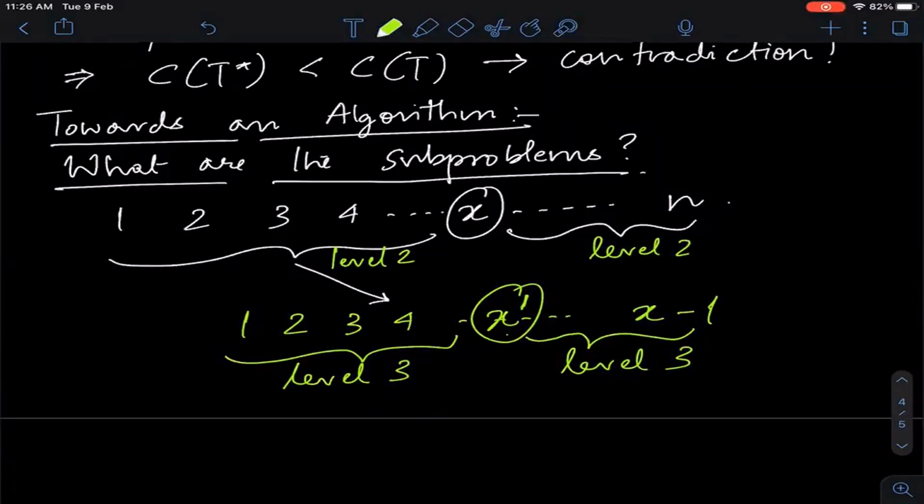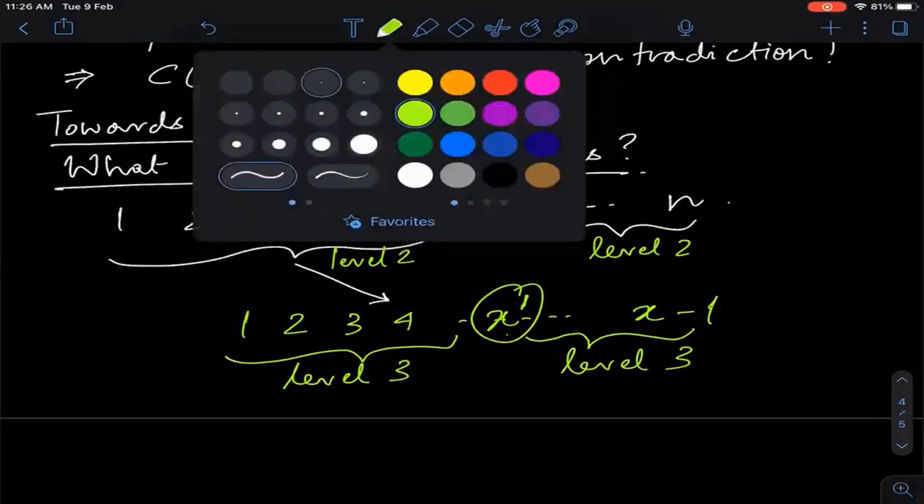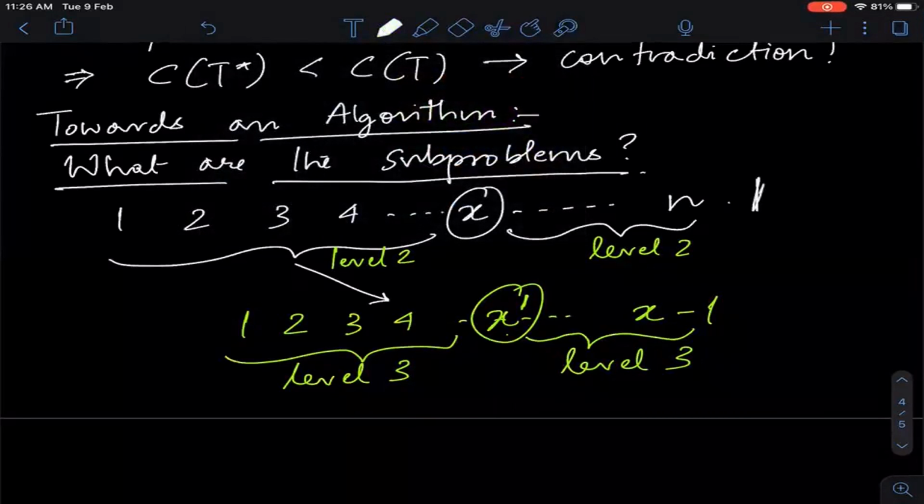Very good, excellent. So one answer is we need to consider both prefixes and suffixes. Let's see why they're saying this. If I look at the top level, this is clearly true, because I have to consider all the possibilities for the root. So all possible values of x, and for each fixed choice of x, I have to solve a prefix subproblem, which is 1 to x minus 1, and a suffix subproblem, which is x plus 1 to n. But now we have to understand, is even this enough?